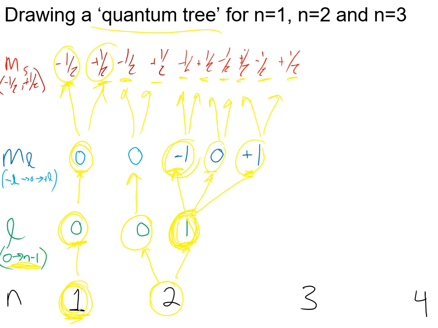So this is a quantum tree, and you can start seeing why it looks like a tree. It is the layout of the possible values based on the Schrödinger wave equation for the location of the electrons.